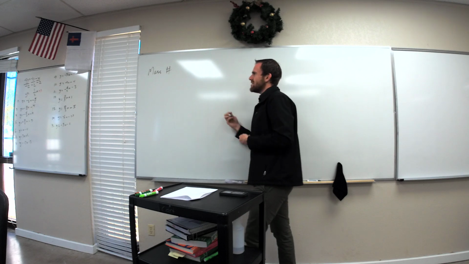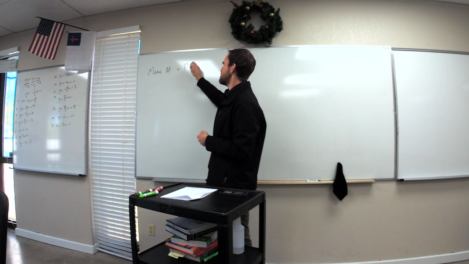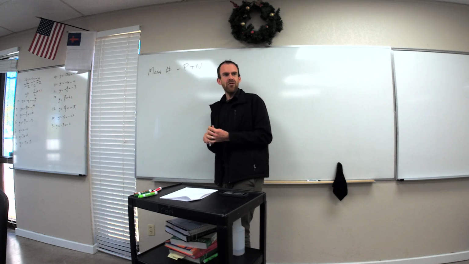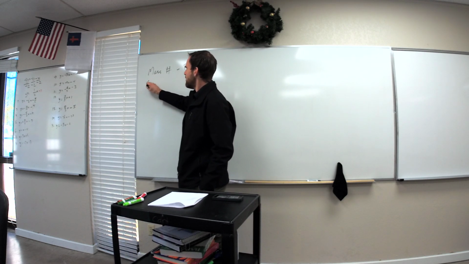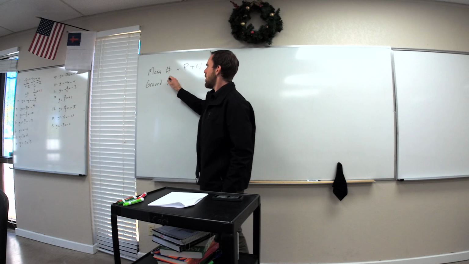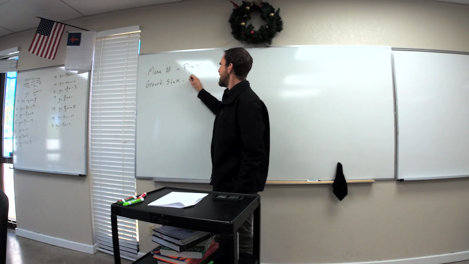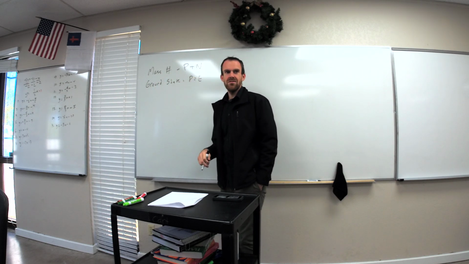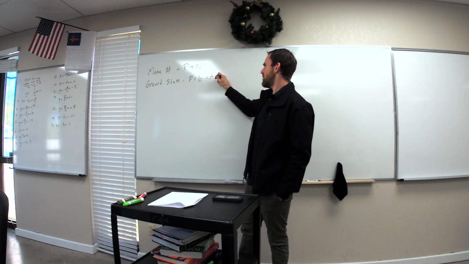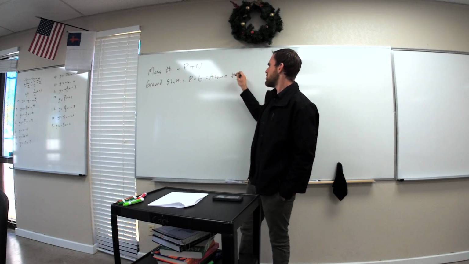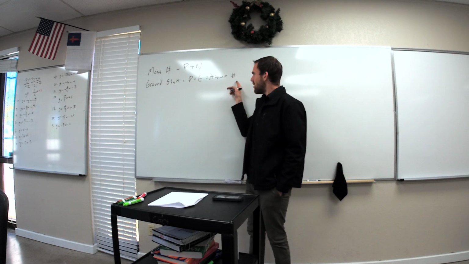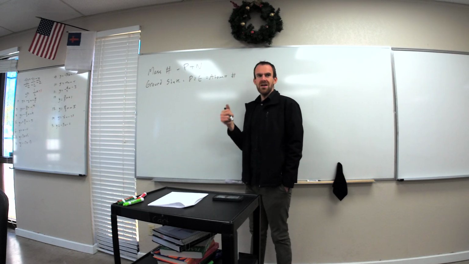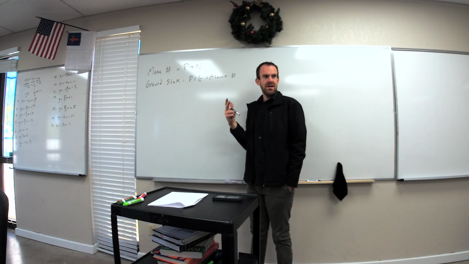Mass number. Mass number is the number of protons plus neutrons every single time. In a ground state atom, the number of protons equals the number of electrons, which also equals the atomic number. So when I give you that problem with the table, you know all three of these are the same. Protons, electrons, atomic number, all the same.